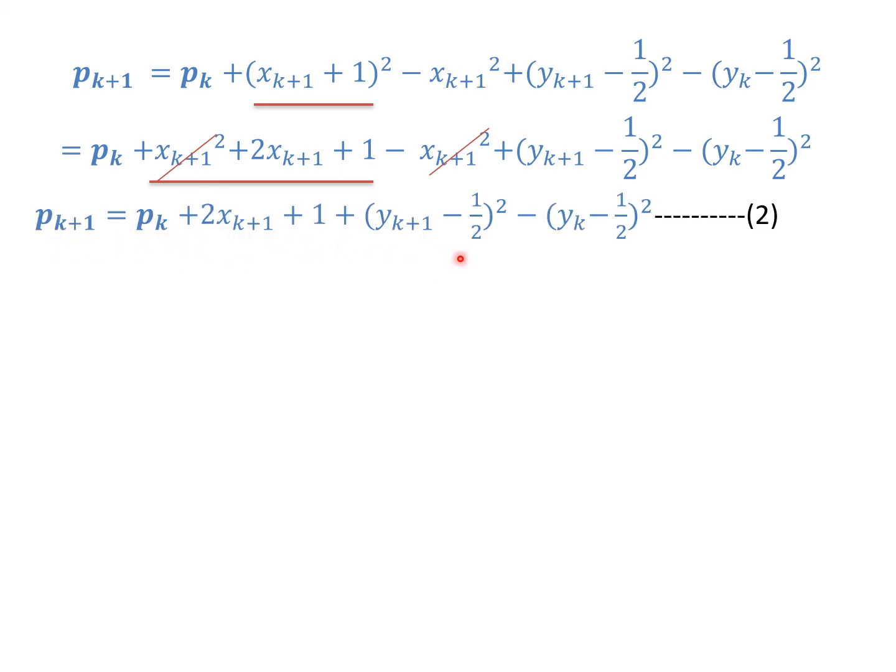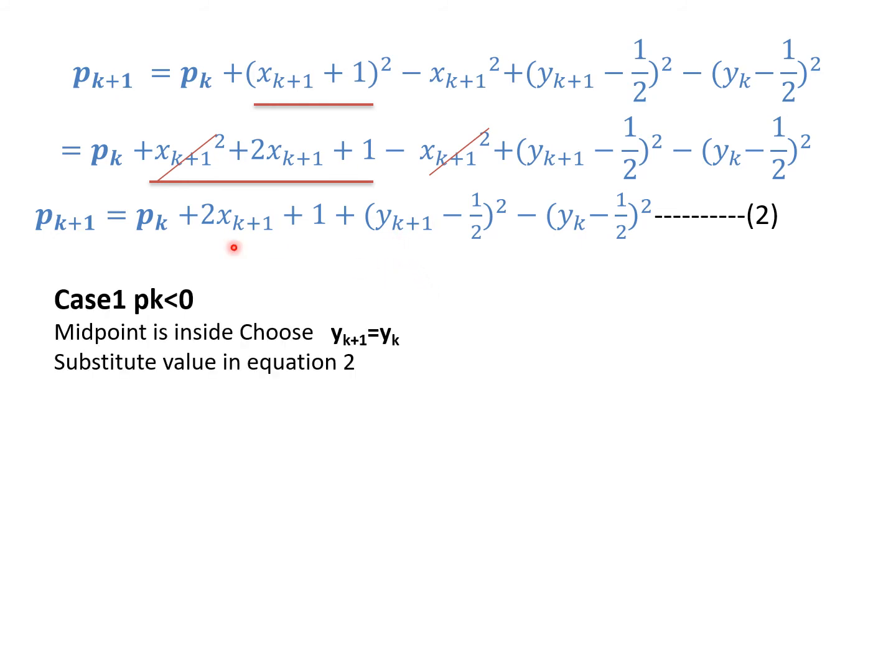This becomes an equation, and depending upon the value of y, whichever is chosen as per the decision parameter, we'll substitute and then we'll simplify. So we take two cases. When the current decision parameter is less than 0, the midpoint is inside, and we choose the next pixel position as yk. And we substitute this value in this equation, we substitute yk plus 1 as yk, and we get these two forms of an equation.